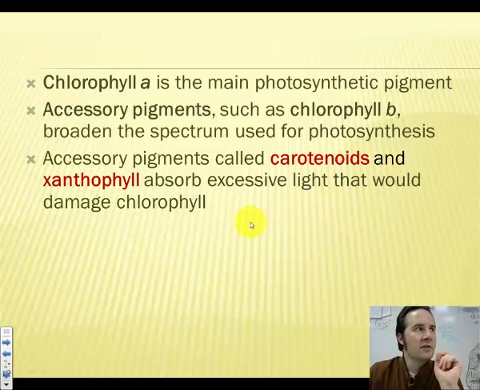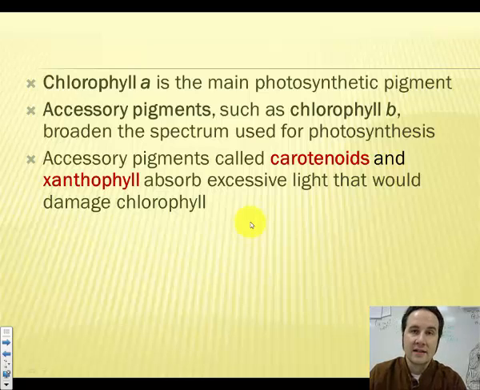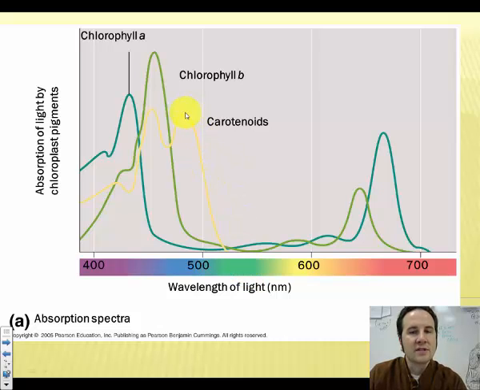There are also these accessory pigments called carotenoids and xanthophylls. They are absorbing extra light that would damage the chlorophyll. Think of them, weird as this is going to sound, almost as a sunscreen. They're a sunscreen for chlorophyll A and B. Chlorophyll A and B are exceedingly delicate, and if the sun is too strong, it can actually damage those molecules. So we have carotenoids and xanthophylls that absorb that excess sunlight. Now let's go back and take a look here. If we look at the carotenoids, they absorb in this blue, very bottom of the green, blue to purple spectrum. They don't absorb anything in the yellow, orange, or red.